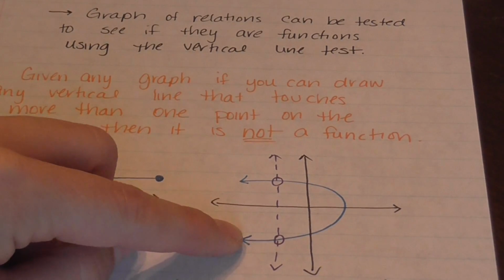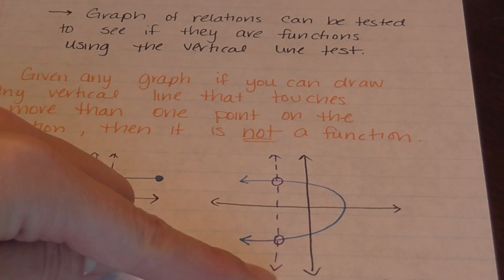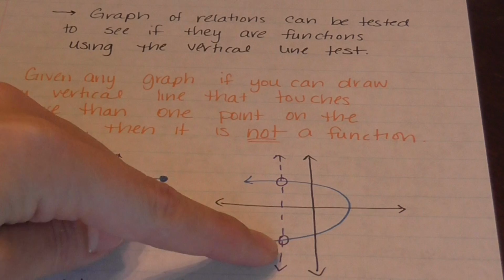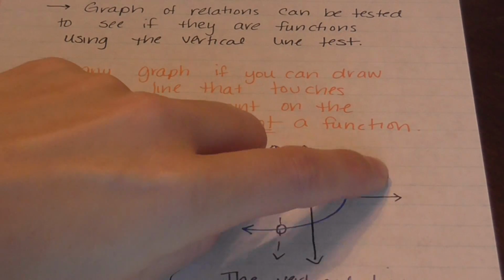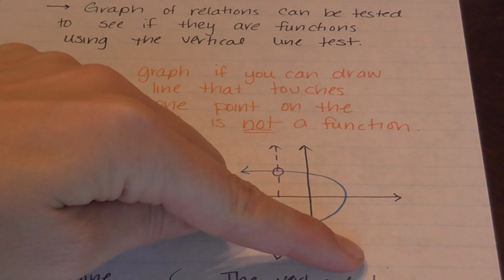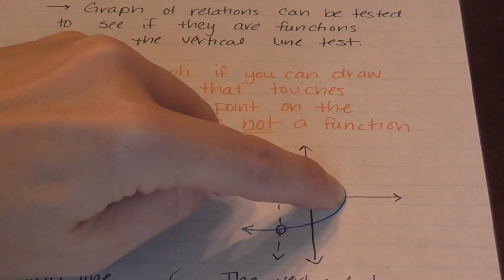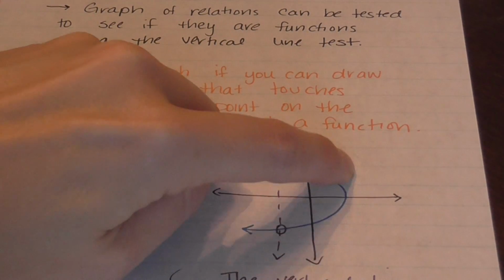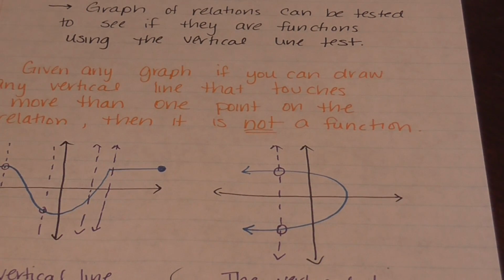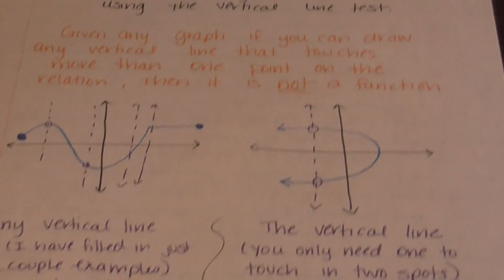This one, on the other hand, I drew that. The very first vertical line that I drew goes through two spots. Now if I draw one over here, it doesn't go through any spots because the graph's not over there, and it would be silly to draw a vertical line over there to test. If I drew one right here at this point that's called the vertex, it would only touch in one spot. But just because it touches in one spot with one line doesn't make it a function. You've got to test other lines and see, is there anywhere that it would touch two places?